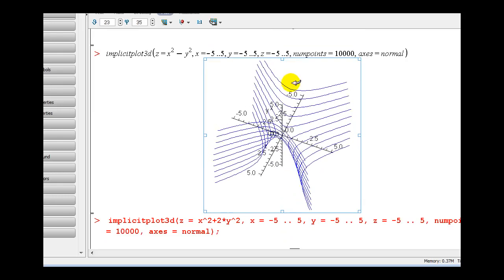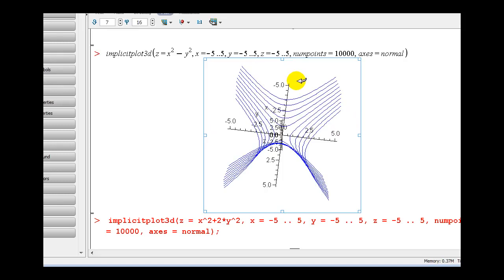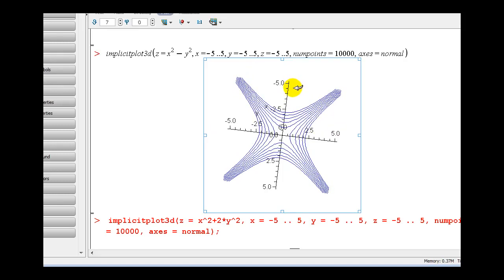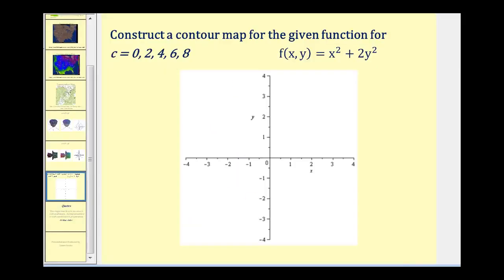So here are the level curves in 3D, and then we graph them on the xy plane. It would look like this. Let's go ahead and try to create a contour map or a set of level curves for the given function f of xy equals x squared plus 2y squared.